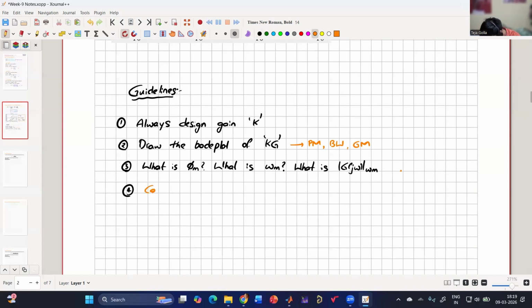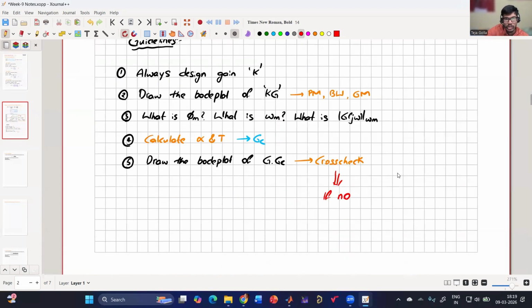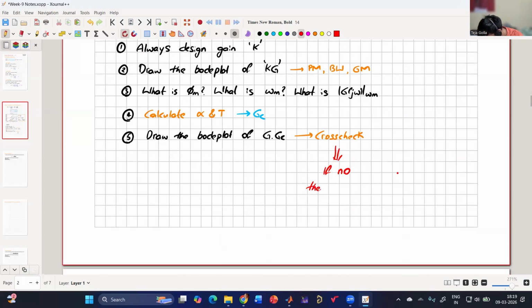alpha and T, which will give me my GC, right? This will give my GC, but also we have to cross check. Once done, draw the Bode plot of G times GC, and then cross check if the requirements are being met. If they are not met, then again you have to redesign.